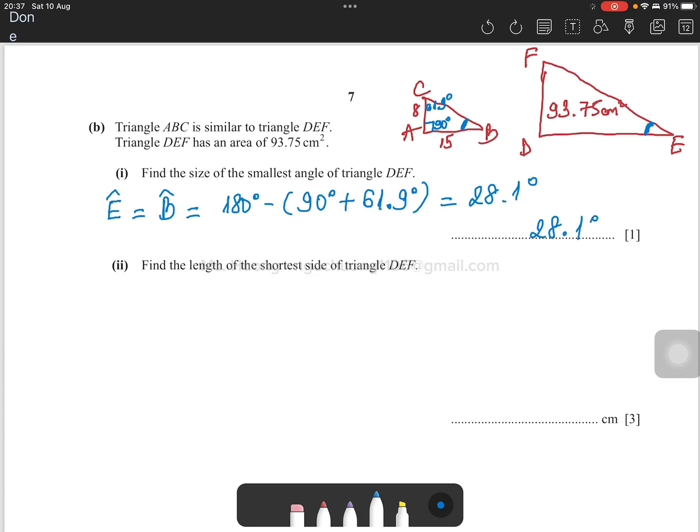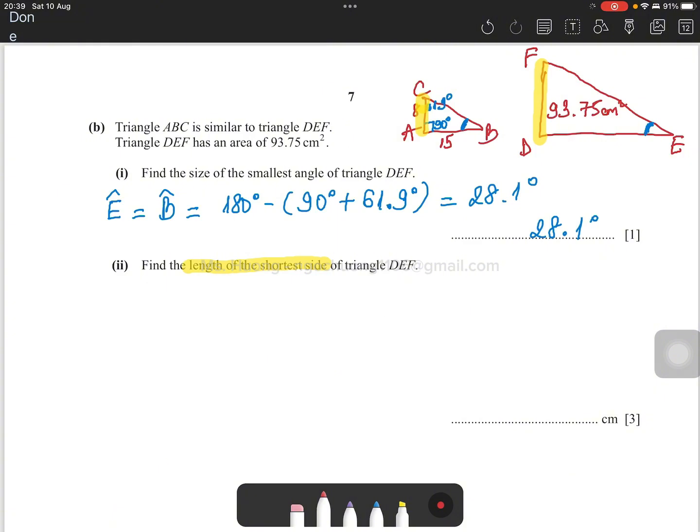Question 2. Find the length of the shortest side in triangle DEF. In triangle ABC, the shortest side is AC. So in triangle DEF, the shortest side should be DF because they are corresponding sides. But to find the ratio of the length of the sides, we need to know the ratio of the areas.